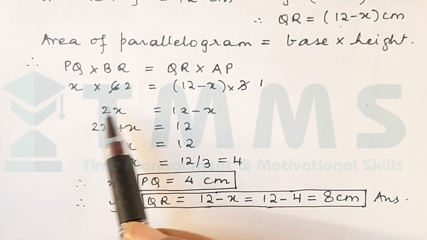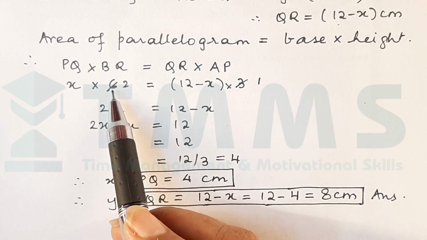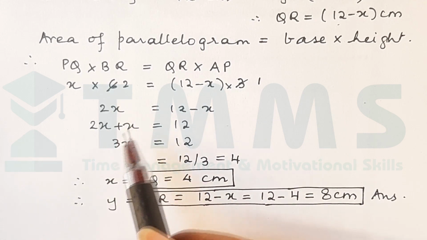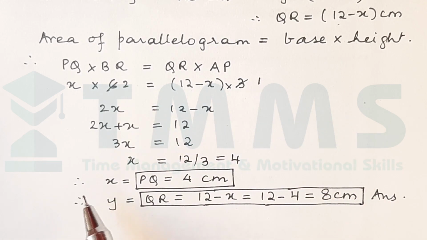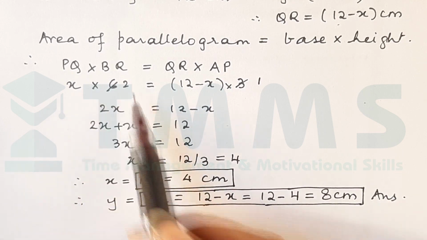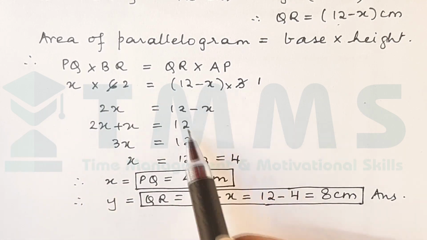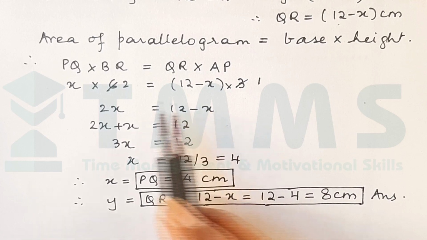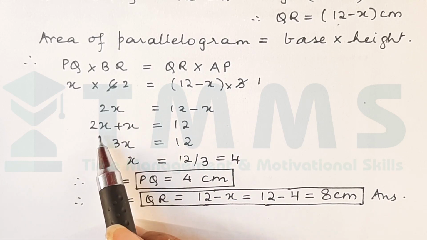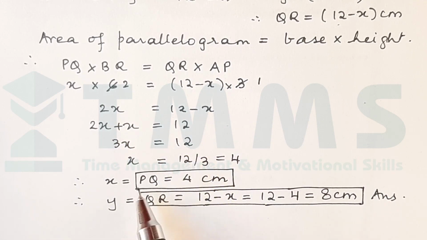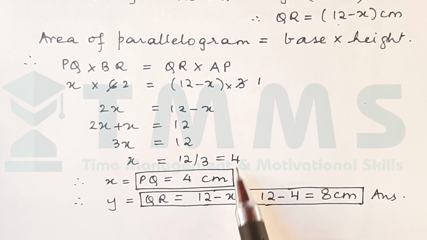Check your steps. We cancel this 3 and this 6, 3 ones are 3 and 3 twos are 6. So we have 2x equal to 12 minus x. This x gets transposed here. So we have 3x equal to 12, x equal to 4. So x, which is PQ, is equal to 4 centimeter.